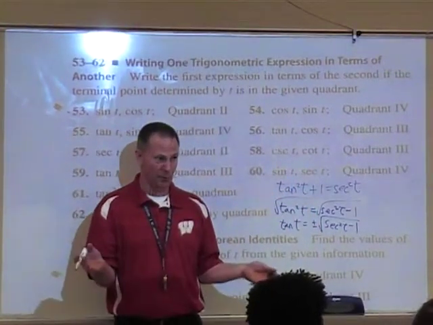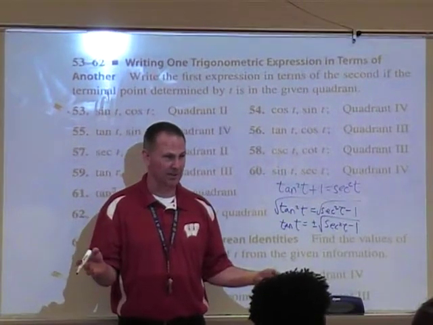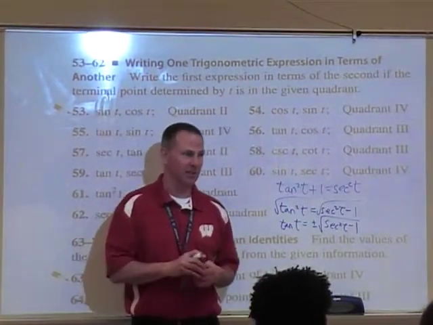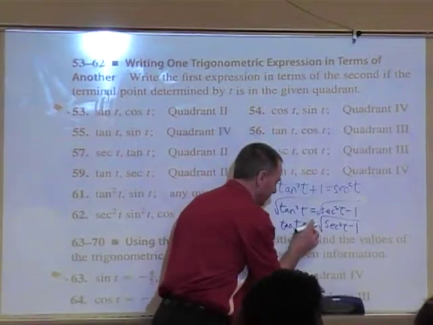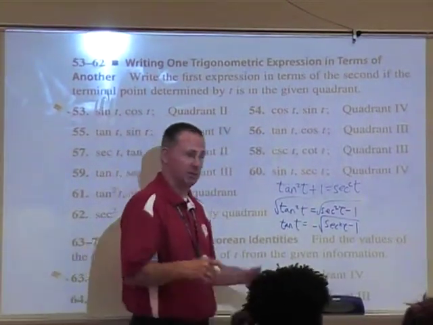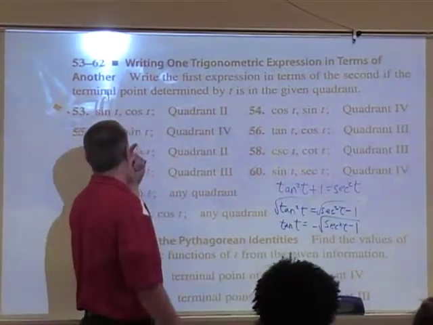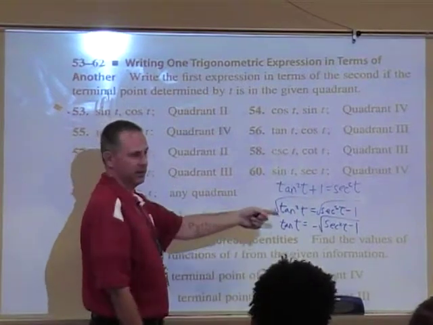What are your y values in the fourth quadrant? Negative. What are your x values? So what is a negative over a positive? Alright, so this is going to be negative. Now, typically we'd be done at this point, except we don't have sine on the right side.